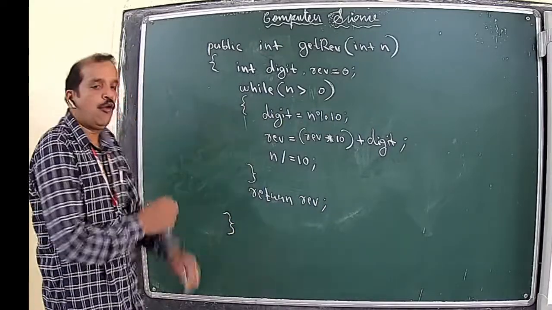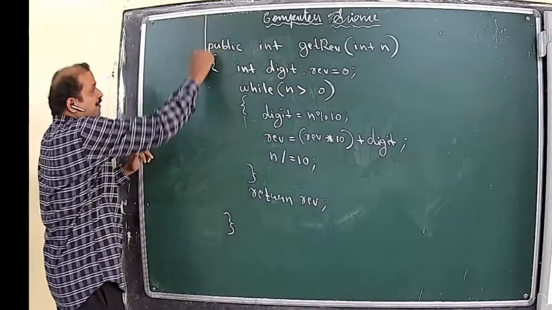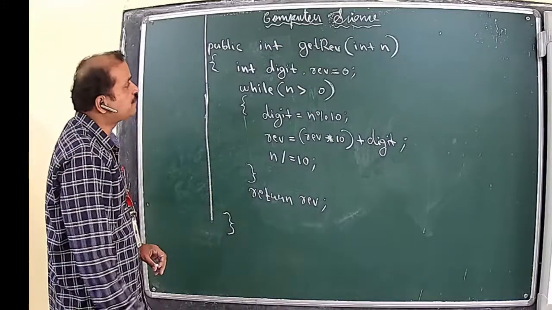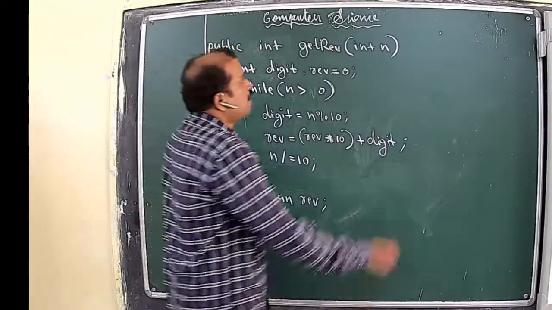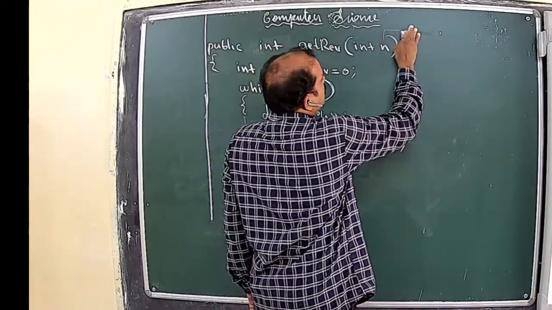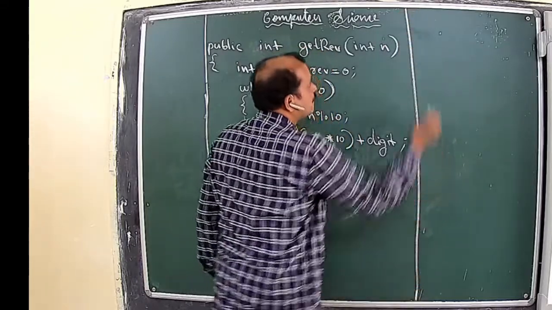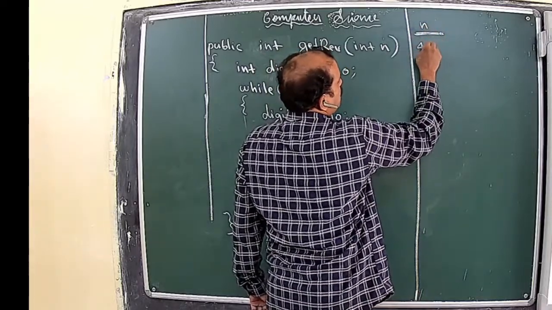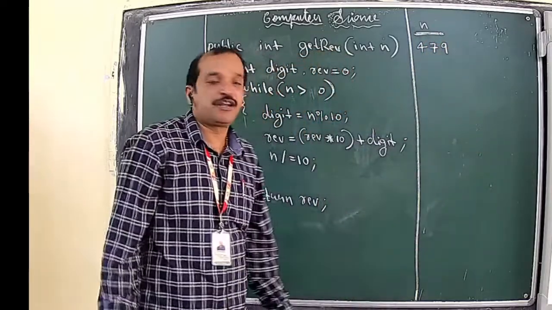All right. Now we are going to see how this program works with a dry-run technique. First, we'll give a sample value for this n. For n, we will give a sample value, let's say 479. This is a sample value which we are going to give.